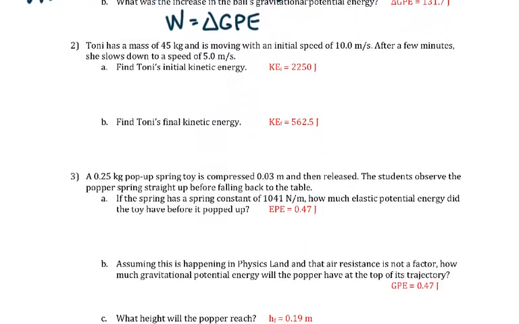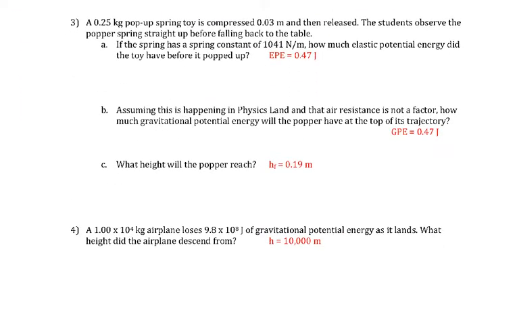Okay, if we move down just a little bit, look at number 3. That's our problem that deals with EPE. So let's take a look at that one. So we've got a 0.25 kilogram pop-up spring toy. That's a mass, of course. It's compressed 0.03 meters, so we call that X. And then released. The students observe the popper springs straight up before falling back to the table. So this is one of those toys that sits on the table, it flies up, and then it drops straight back down.